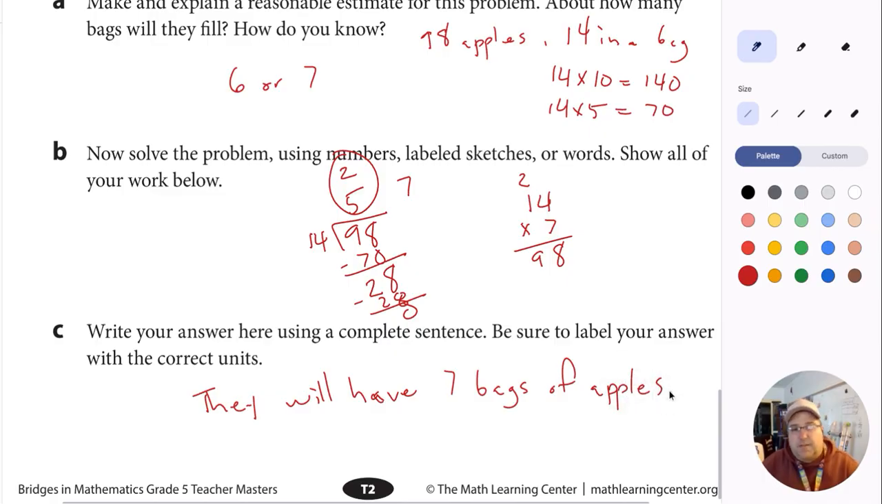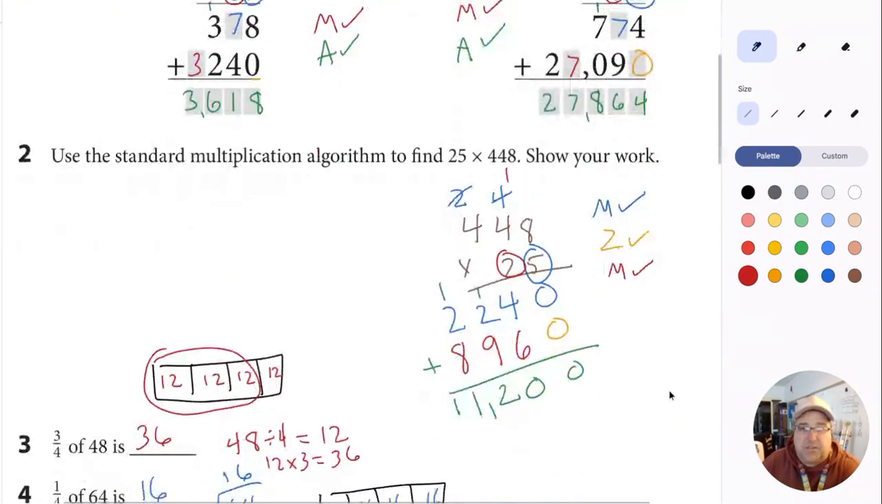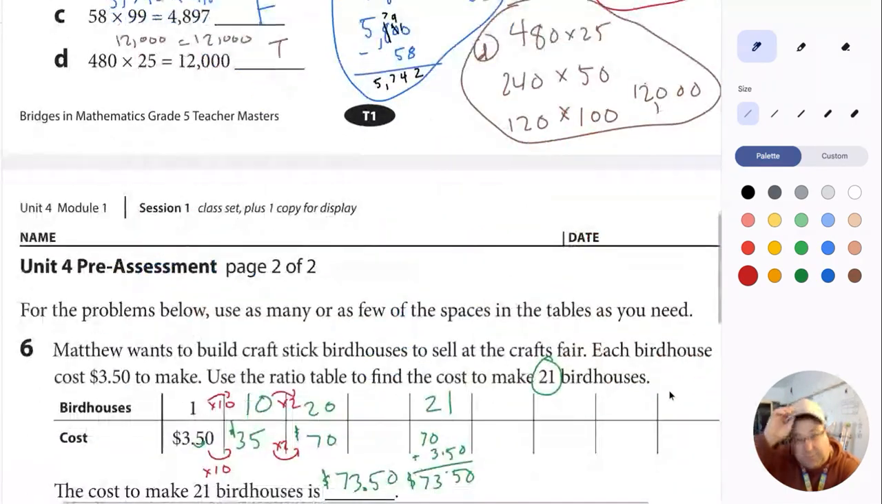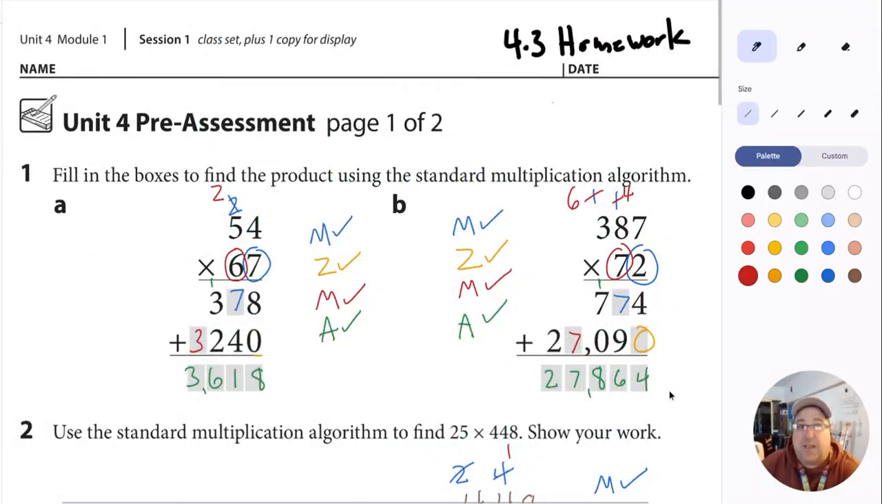So cool, guys. That's what we're looking for. That's it. So standard algorithm multiplication. That was the big thing. A little true and false, just reviewing some basic stuff. And then some ratio tables. That's it, guys. Hopefully we're feeling confident. Let me know if you have any questions.